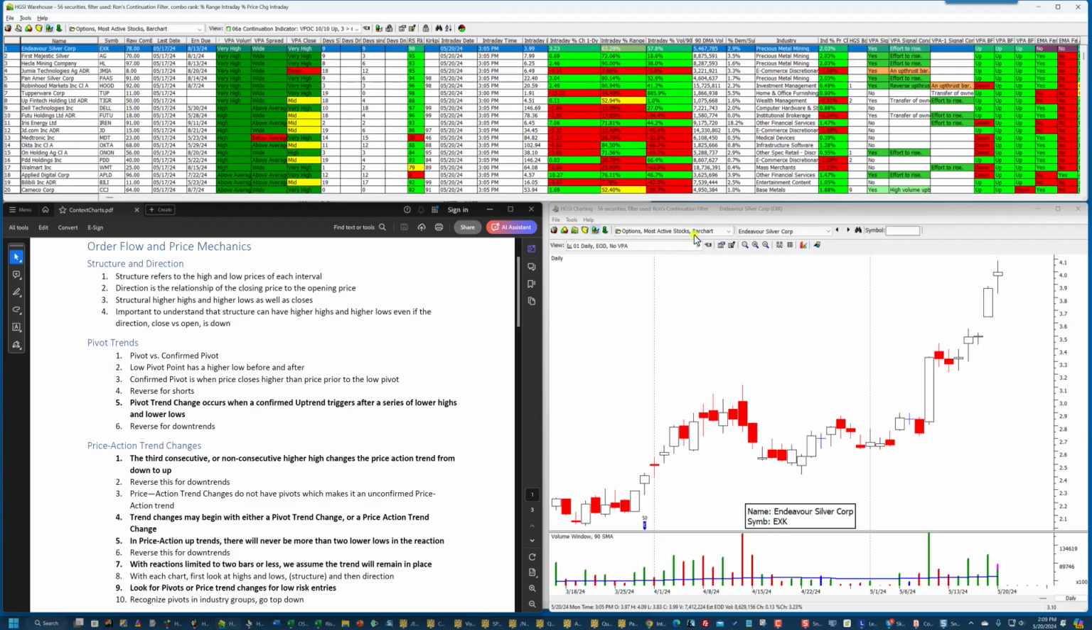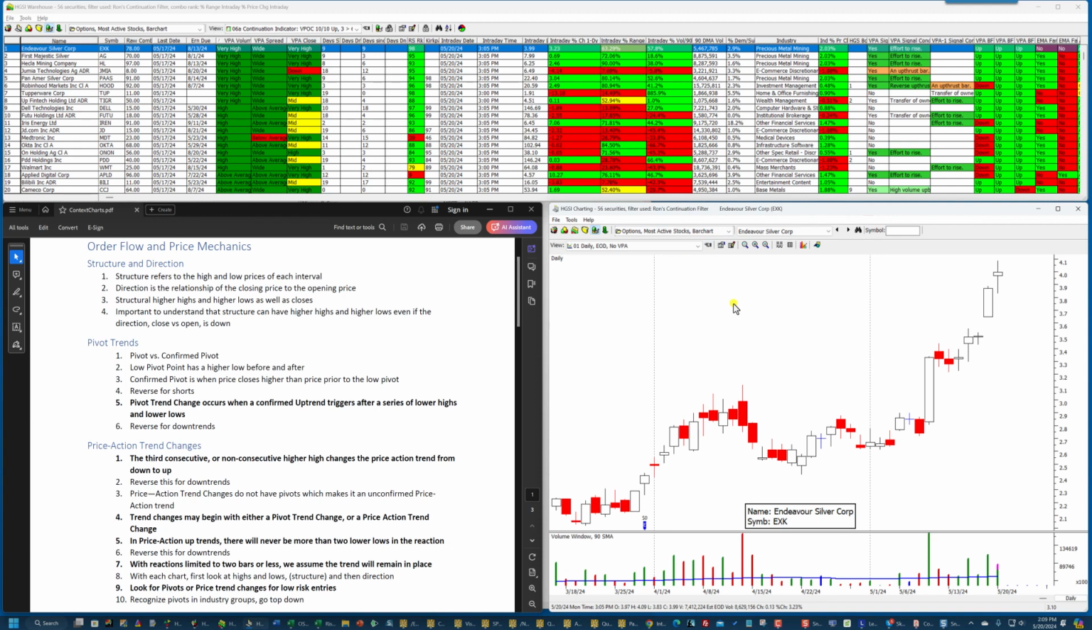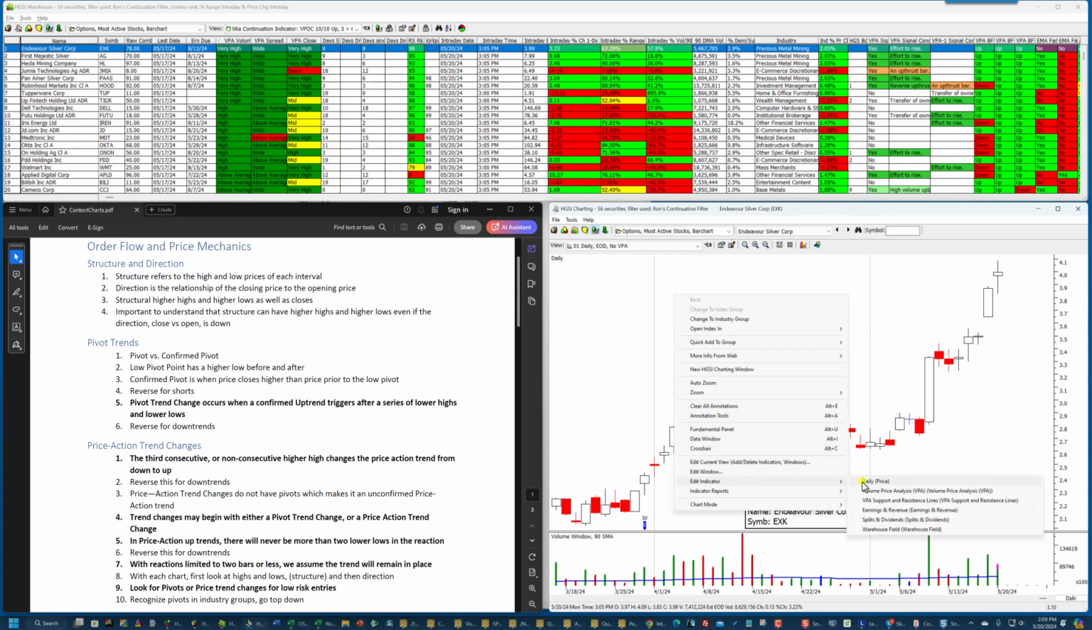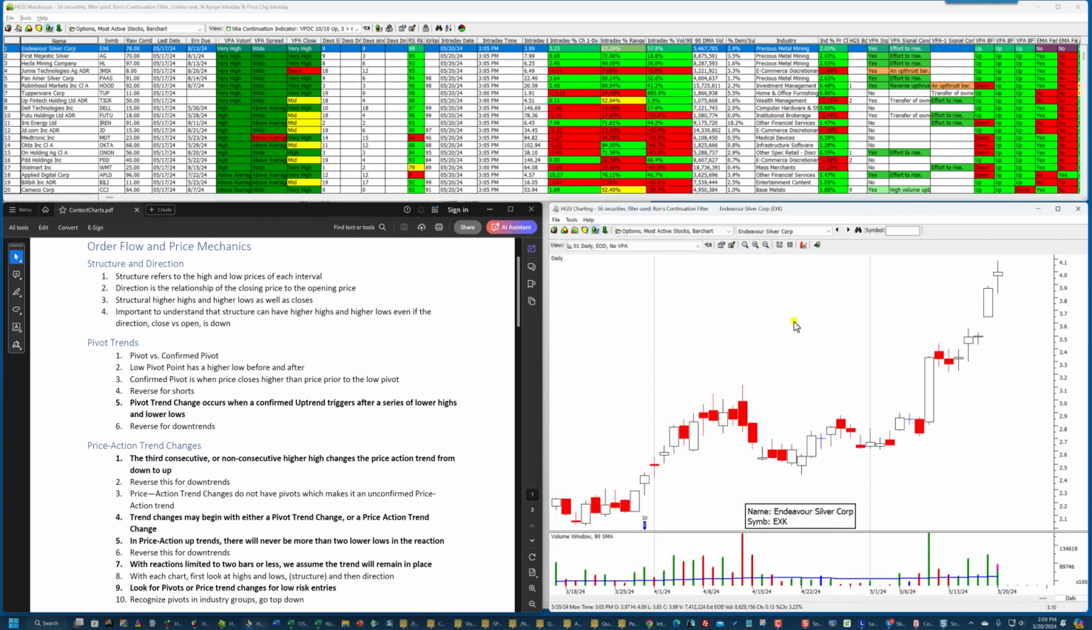Okay, now I'm using the context charts. I changed the colors on here. Your charts now are probably black bodies rather than red bodies, but if you edit the indicator, go under daily price. I had it on single color before. I'm selecting multicolor here. The stocks that close up are going to be outlined in black. Close down are going to be filled in red. I just think it is a little bit easier for this exercise that I'm doing now.